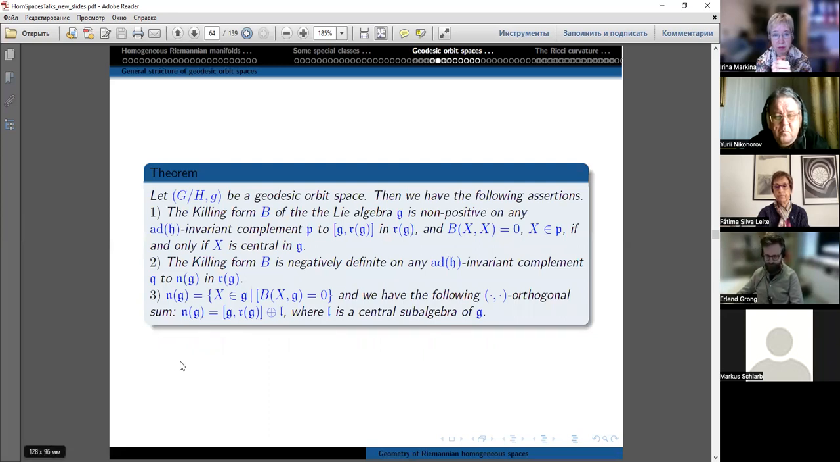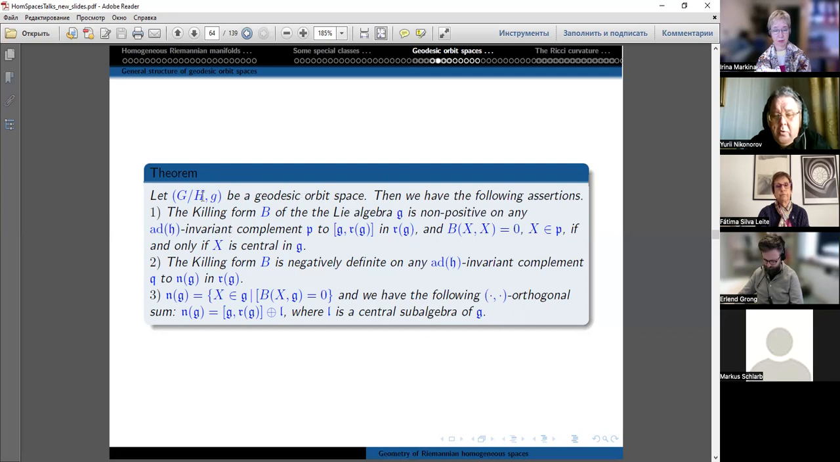Okay, let's consider one such structure result. It's not necessary to read all of this. We see that there are some restrictions for a geodesic orbit space, which are on the level of the Killing form, on the level of the nilradical, and so on and so on.